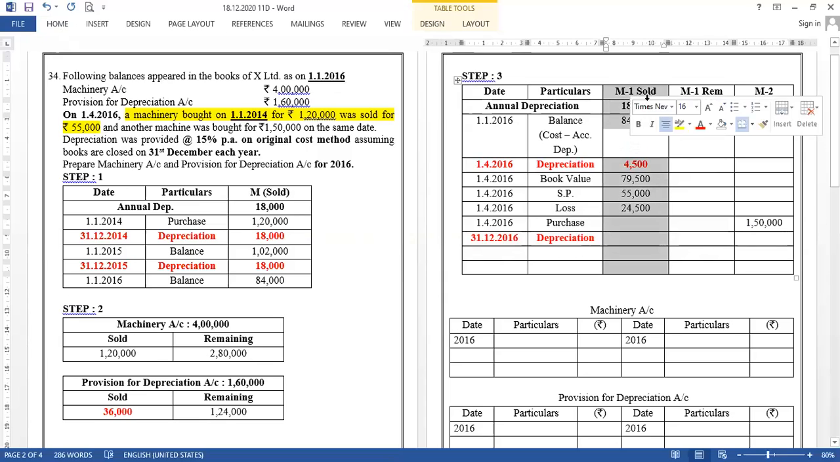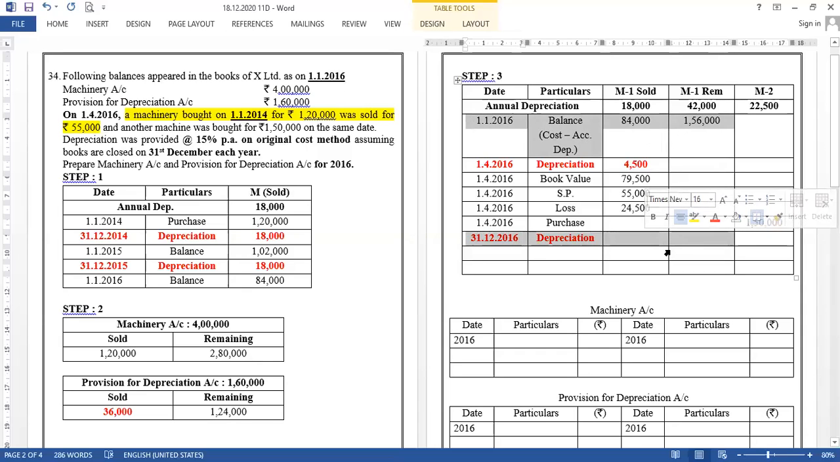Part 1 has been sold, right? The remaining part and the machinery too. Over here, I know the balance was mentioned as on 1/1 and I'm charging depreciation on 31st of December. So it has been one full year. So 42,000 is the amount of depreciation to be charged.